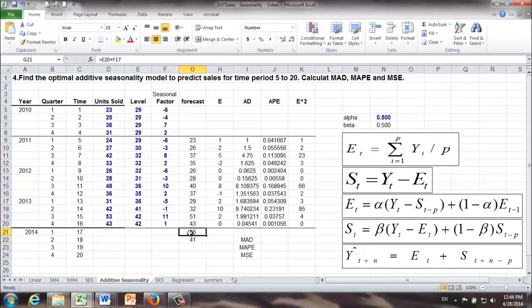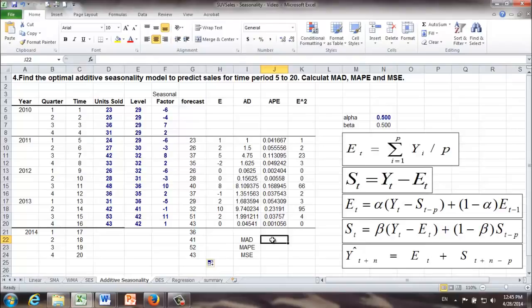And one way to do that, because we know the base level for future prediction will be time period 16, right? So here we can use absolute cell reference. And then we can copy and drag the formula down. As a result, we get the demand predictions for time period 17 all the way to period 20, or quarter 1, 2, 3, 4 of year 2014. And this is how additive seasonality model works.